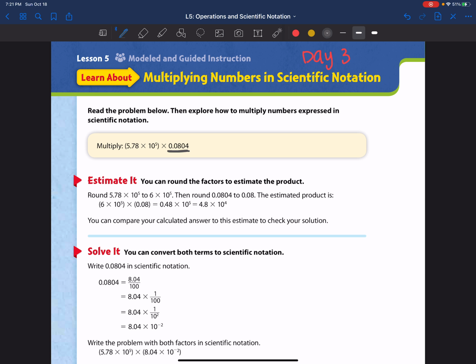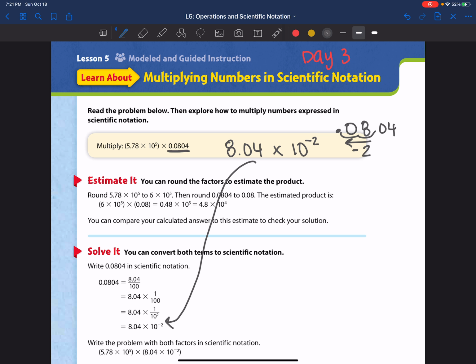And remember, our coefficient needs to be a number between 1 and 10. So I'm going to go ahead and place my decimal point behind my 8. So now I have 8.04 times 10 to the something. In order to get from 8.04 back to our 0.0804, I need to move my decimal place 2 times to the left. I moved it to the left, so I know that's a negative, and I moved it 2 times. So my exponent should be -2. And that's where they got this here in the solvent.